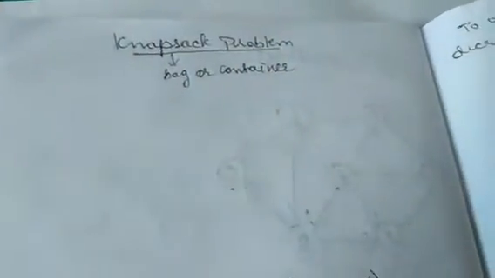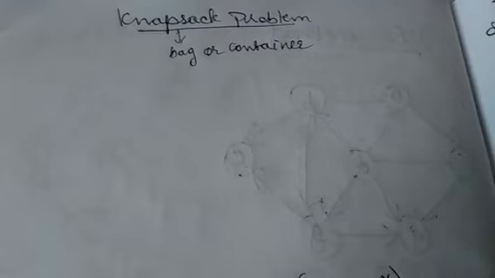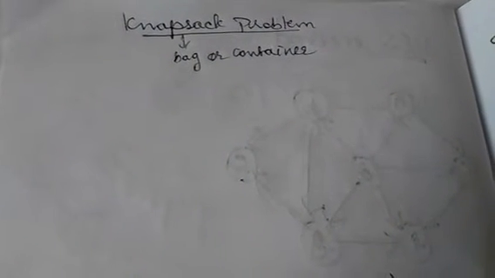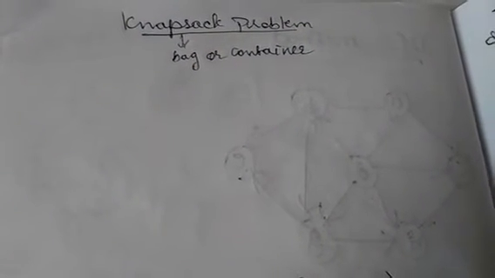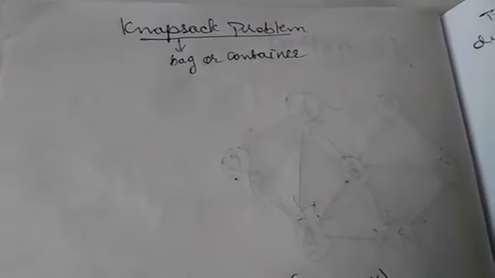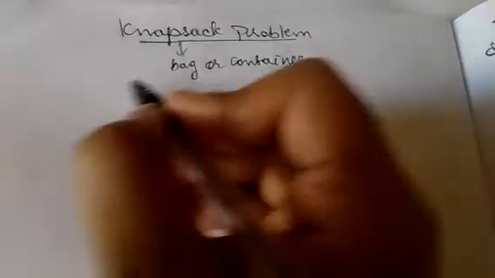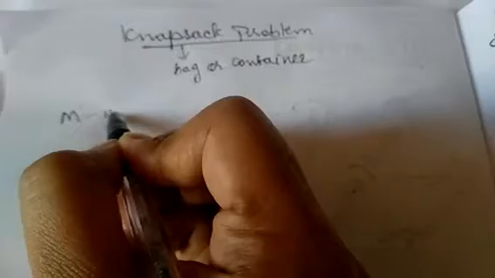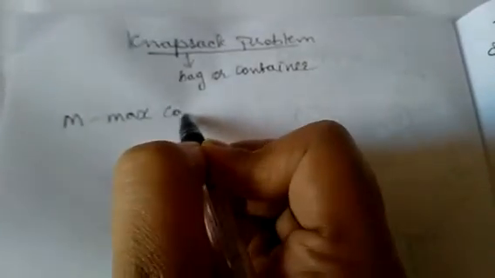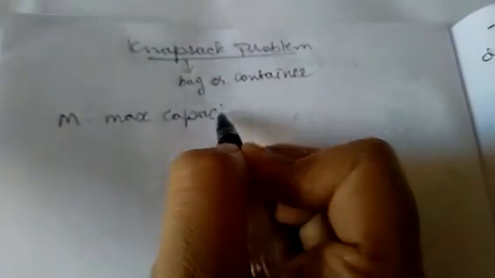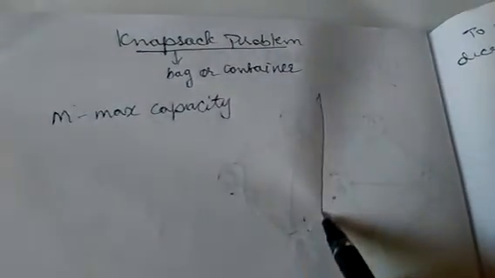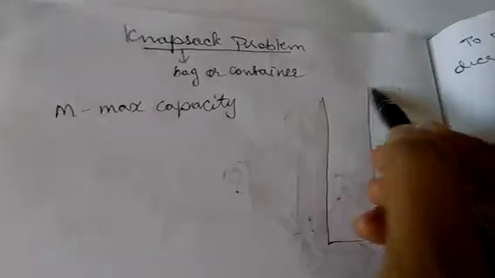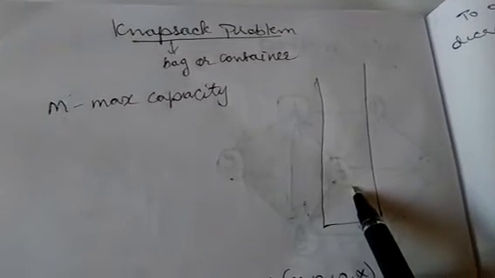What is this knapsack problem actually? Here in this knapsack problem you will be provided with the weights. First we will be having a maximum capacity, that is indicated by M. M is the maximum capacity. And then you will be having one container, in which you can fill the weights.